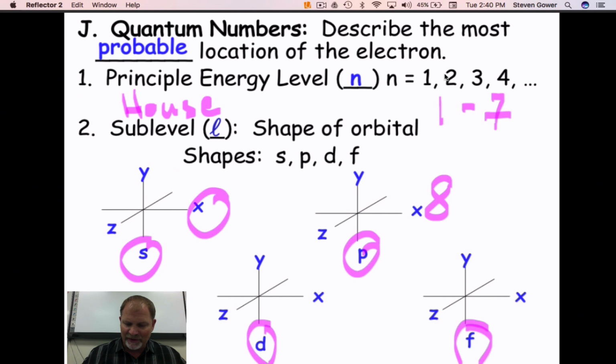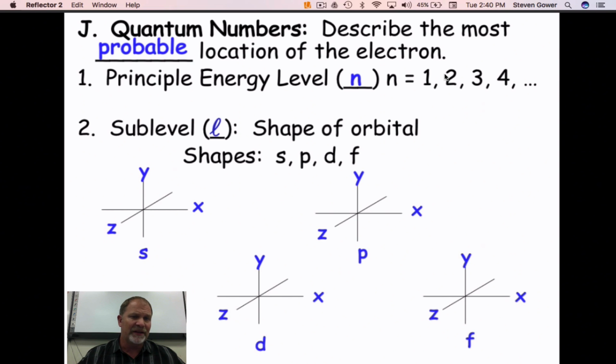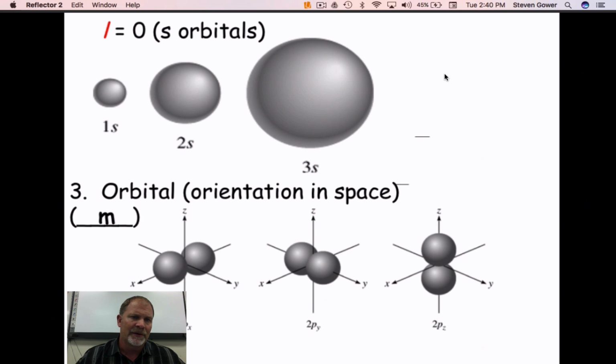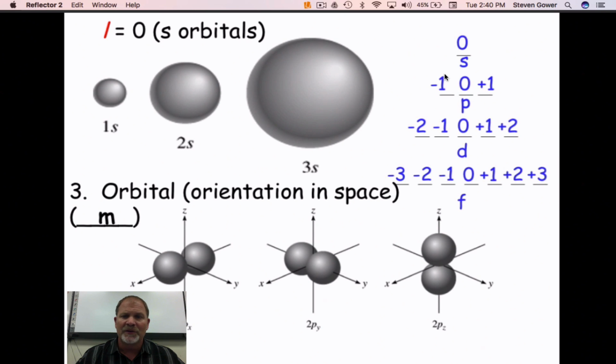Now, there are numerical values for these sublevels. If L equals 0, I'm talking about S. If L equals 1, I'm talking about P. L equals 2, I'm talking about D. And L equals 3, I'm talking about F. I'm not going to get into that, though. Don't panic about that. S is a simple sphere, and it goes 1S, 2S, 3S. It's still an S, a 1-bedroom model. Don't worry about this Christmas tree structure. This is the possible charges of my orbitals. I'm not going to get into that.